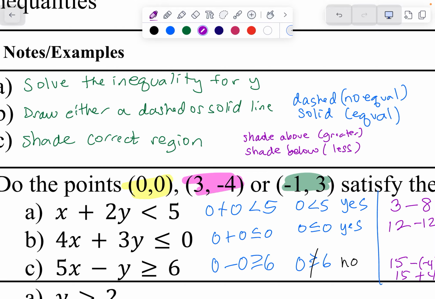Now this is only if you can solve the inequality for y. It doesn't work quite the same for x if it's only x, but I'll show you how to do that. I think there's an example like that. But we make a dashed line, there's no equal to. Solid line, equal to. That's like open and closed for when we did just one variable inequalities. We shade above if it's a greater than symbol. We shade below if it's a less than symbol. So we'll add that little piece of information.